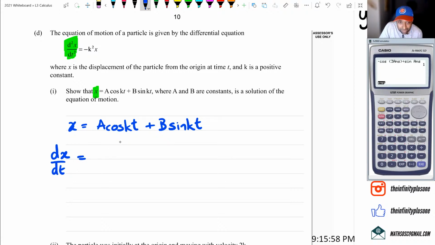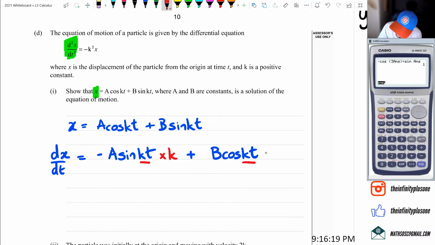So when I differentiate cos, I'm going to get negative sine. So this is going to become negative a sine kt multiplied by the differentiation of kt, which is k, plus b cos kt multiplied by the differentiation of k again. So that's what my dx dt is.